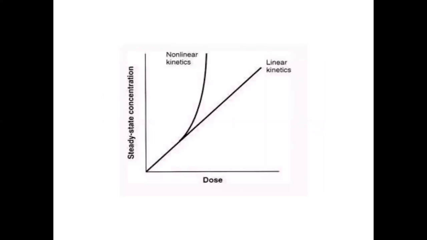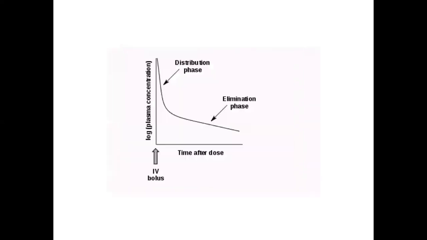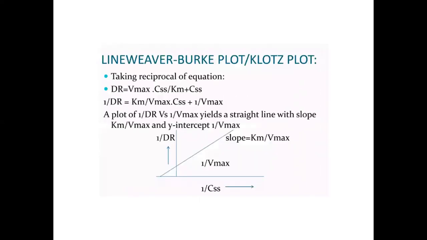Also, you can see this graph, with dose on the x-axis and steady-state concentration on the y-axis. When you plot the graph, linear kinetics follows a straight line, and non-linear kinetics deviates from the linear line. In another graph, with time after dose on the x-axis and plasma concentration on the y-axis, the distribution phase is reflected like that, and the elimination phase and the total line look like a reverse parabola.